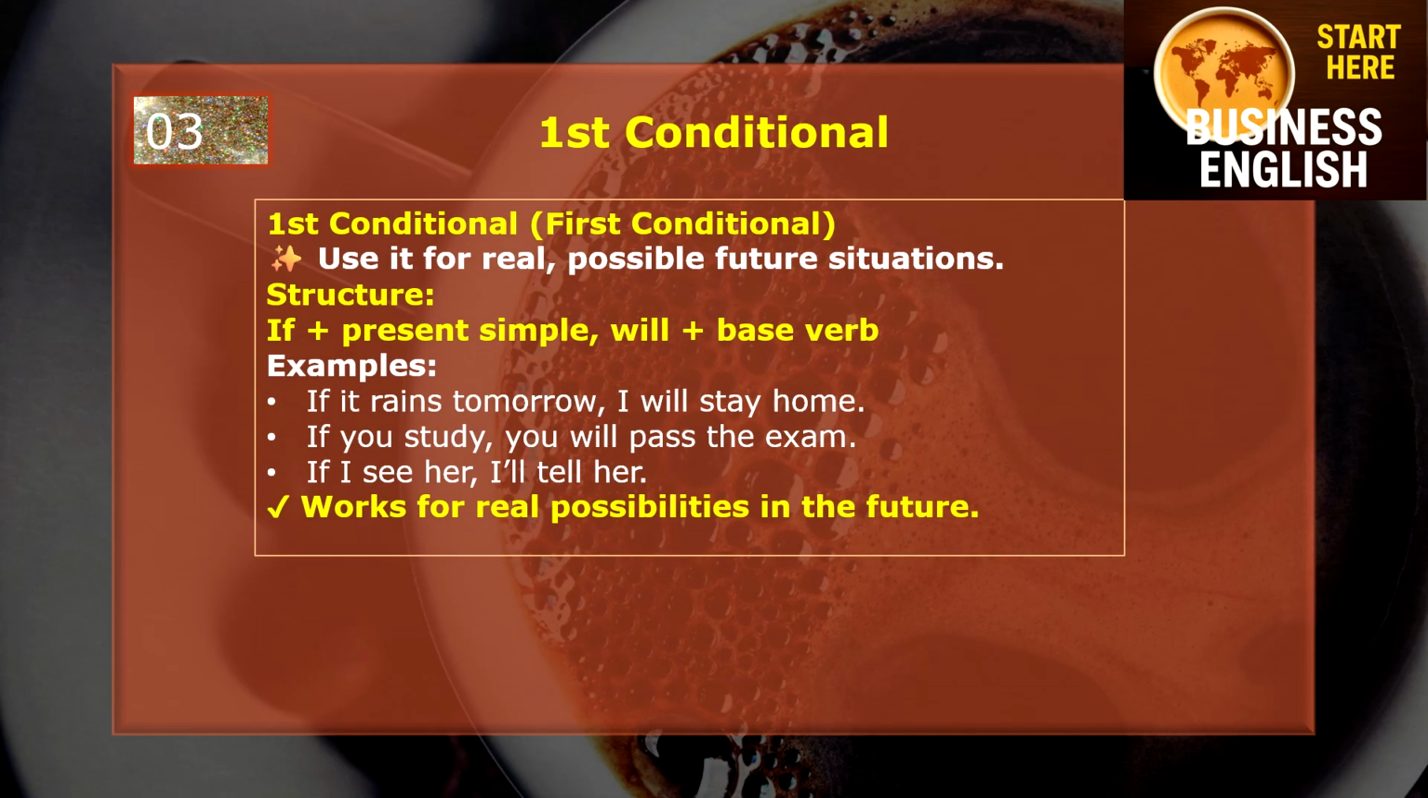Okay, here we go with the first conditional now. The first conditional is used for real possible future situations. The structure is also simple. We have if plus present simple, then will plus base verb. And our lovely examples. If it rains tomorrow, I will stay home.